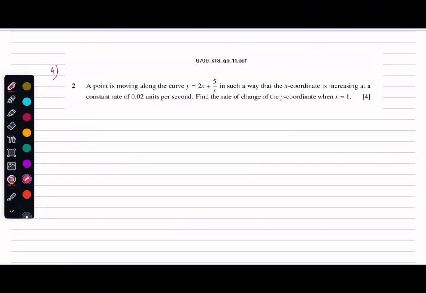So the fourth question is chosen from Summer 2018 Paper 1 Variant 1, and it's question number 2 in the paper for 4 marks. And the question says, a point is moving along the curve y equals 2x plus 5 by x in such a way that the x coordinate is increasing at a constant rate of 0.02 units per second. Find the rate of change of y coordinate when x equals 1.